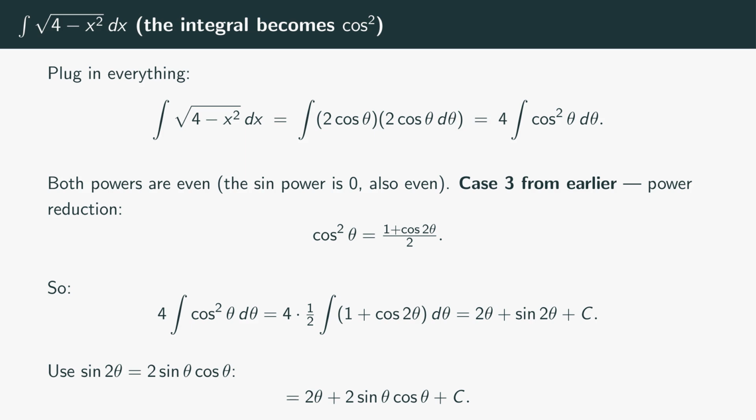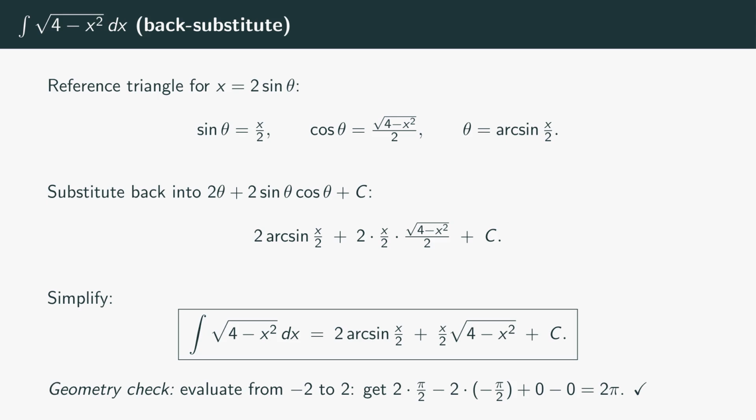One more cosmetic step. Rewrite sine of 2 theta using the double angle identity as 2 sine theta cosine theta. So the antiderivative, still in theta, is 2 theta plus 2 sine theta cosine theta plus c. Now, back substitute. We have an answer in theta, but we need x. Draw the reference triangle for x equals 2 sine theta. Sine theta equals x over 2, hypotenuse 2, opposite side x, adjacent side the square root of 4 minus x squared. So cosine theta equals adjacent over hypotenuse, the square root of 4 minus x squared over 2. And theta itself is arcsine of x over 2.